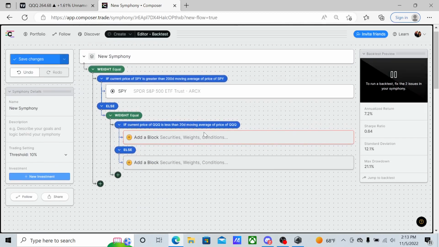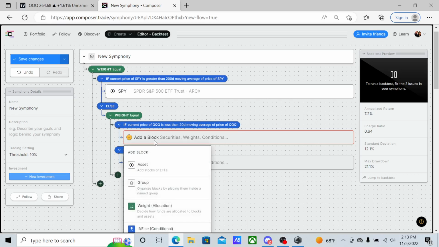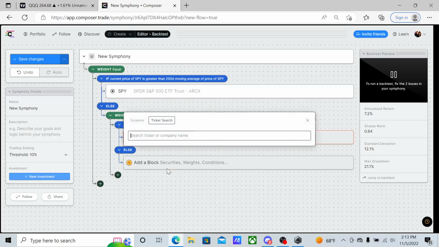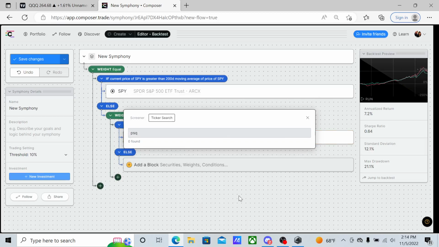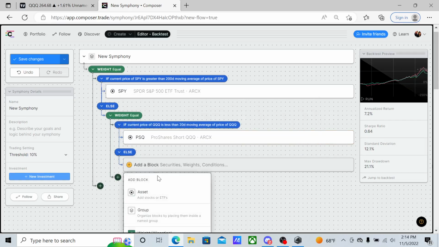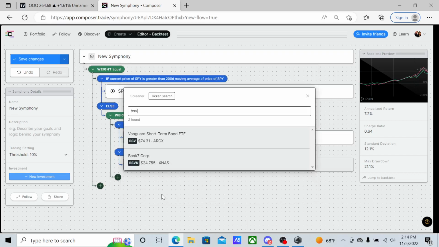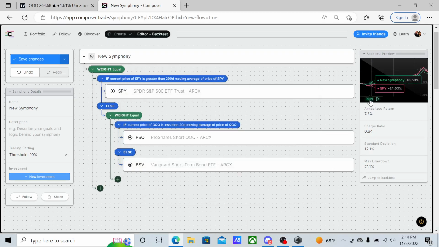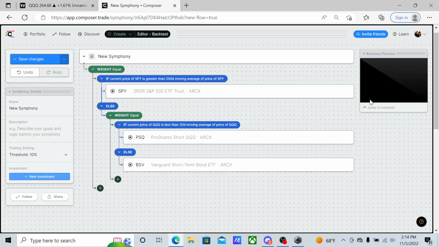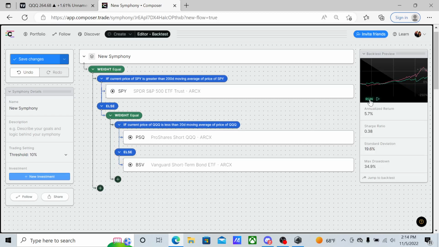Now you have another sort of check. If this happens, do this. So if the current price of QQQ is less than its 20-day moving average, let's just say we go short, just straight up short the market. So PSQ, which is a 1x inverse of QQQ. And if that's not happening, just stay in bonds. Then you could run it through and see if that's a good idea.